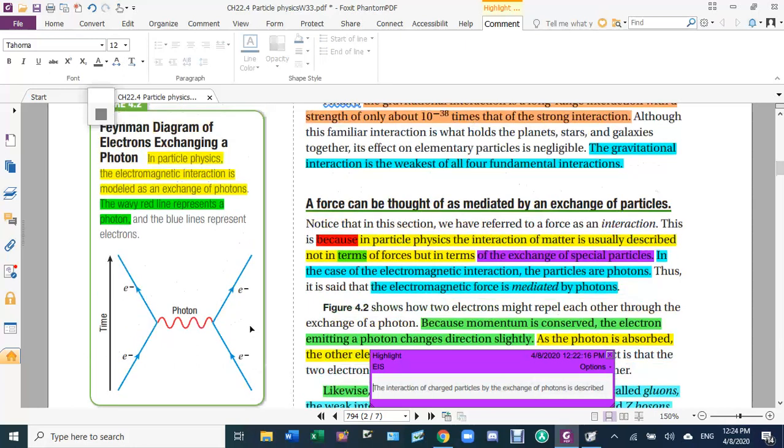Now if we look at the figure, we will see the wavy red line represents a photon and the blue lines represent electrons. This means in particle physics, the electromagnetic interaction is modeled as an exchange of photons.